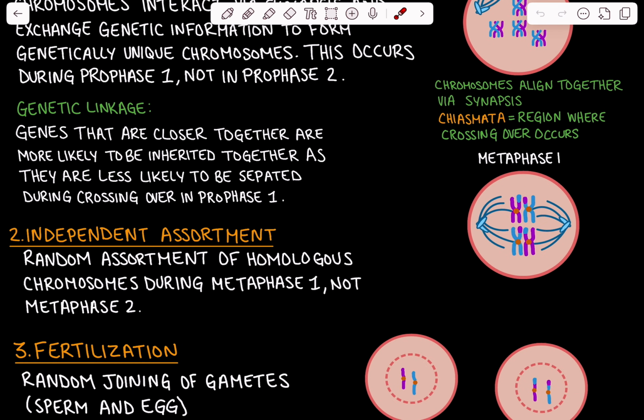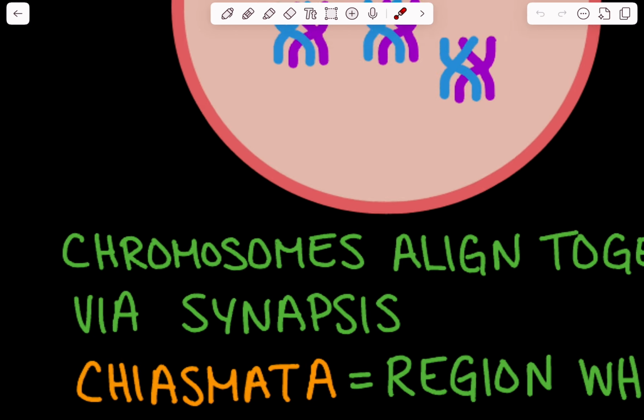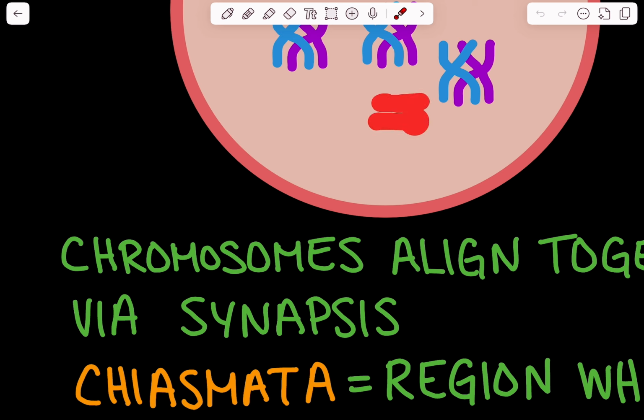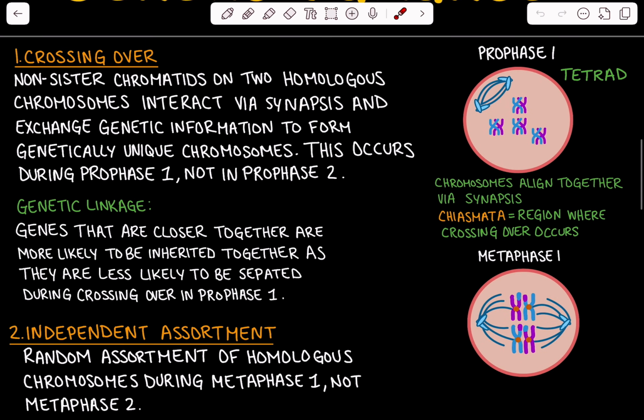Now, another thing to mention regarding genetic exchange is genetic linkage. So this means that genes that are closer together on a chromosome are less likely to be separated during crossing over. If you have 2 genes and they're super close to one another, during crossing over, they're going to move over together. They will not be separated because they are so close together. So genes that are closer together are more likely to be inherited together because they are less likely to be separated during crossing over in prophase 1.